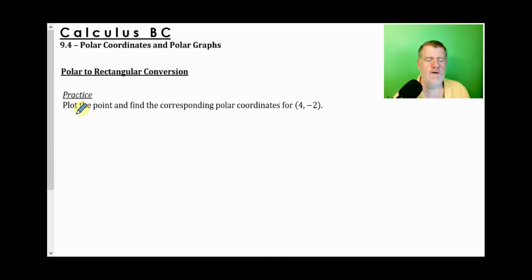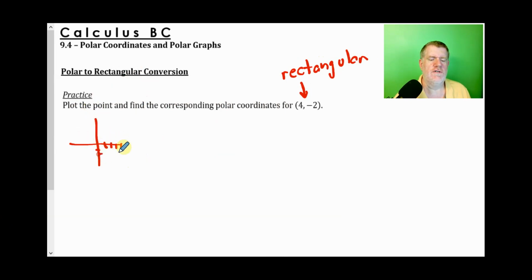All right, now we're going to go the other way. We're going to plot a point and find the corresponding polar coordinates for this rectangular coordinate. Again, I'm sorry I didn't make that more clear, but it is implied. This is rectangular. So I've got the point (4, -2). Well, I know where (4, -2) is. It's 4, 1, 2, 3, 4, 1, 2. It's down here. So I'm going to have an angle that's in the 4th quadrant.